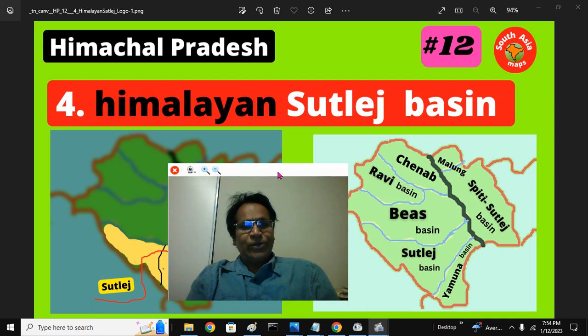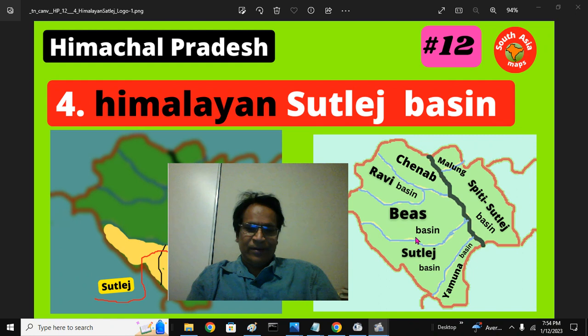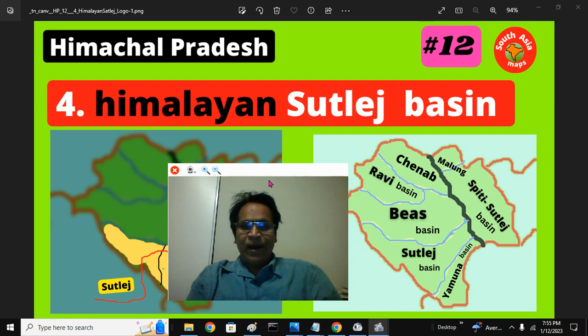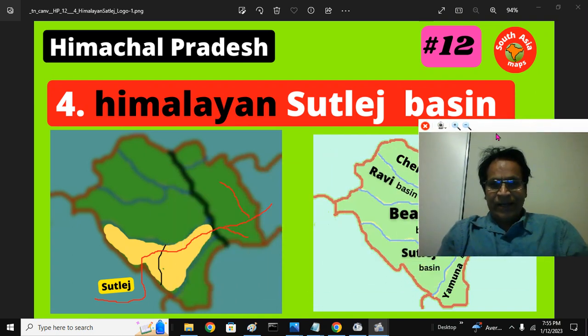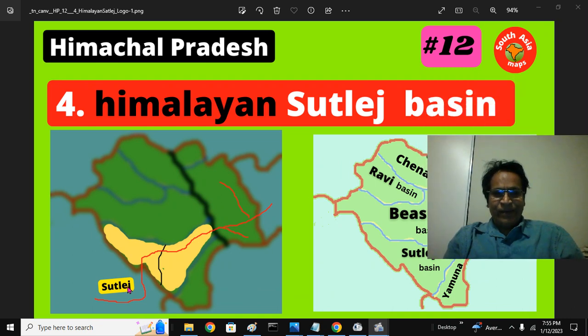Today's presentation is on the Himalayan Sutlej Basin. We talked about there being 7 river basins in Himachal Pradesh. This is the Great Himalayan Mountains: 5 on this side, 2 across, that is the Trans region. The 5 are Chenab, Ravi, Beas, Sutlej, and Yamuna. Spiti and Malung are the others. We will discuss later. This is part 12, the Sutlej River Basin.